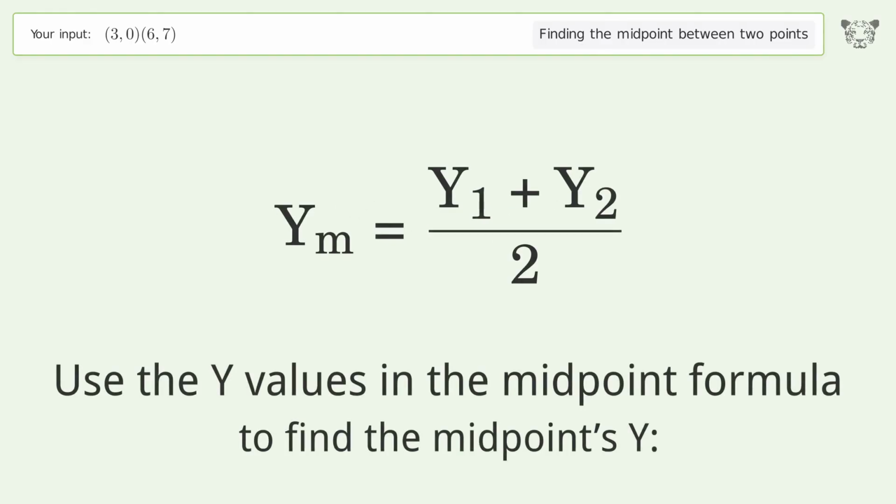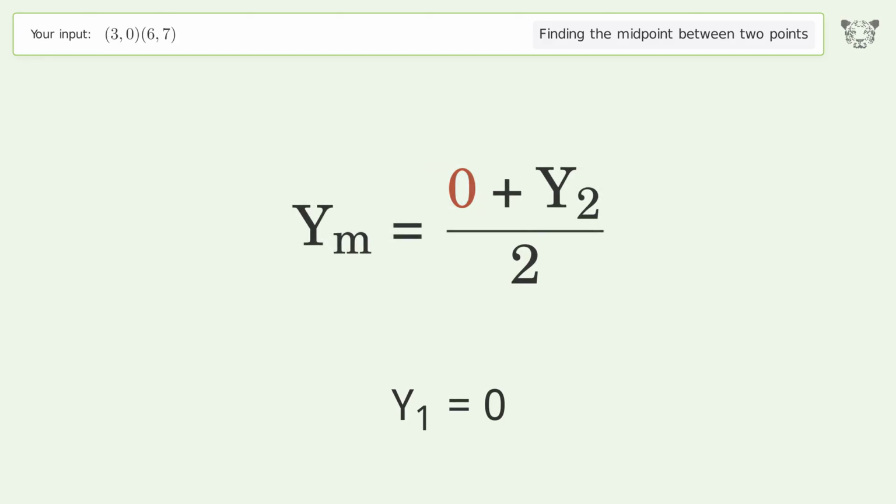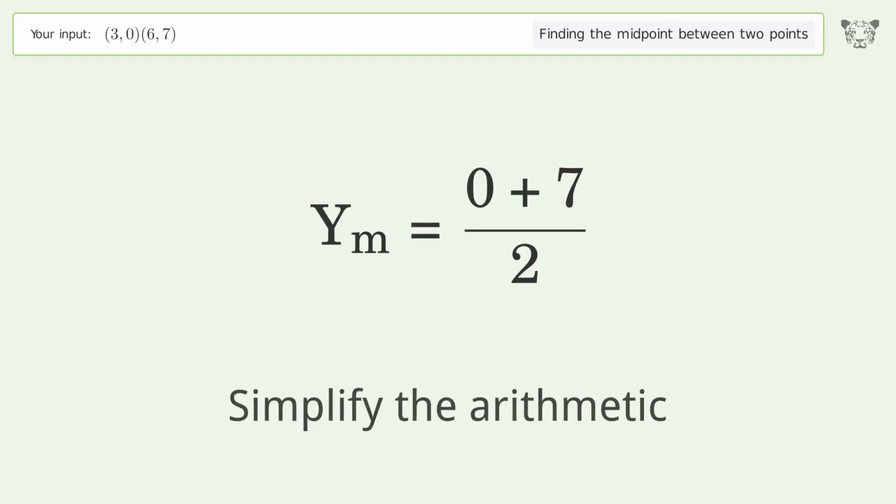Use the y values in the midpoint formula to find the midpoint's y. y1 equals 0. y2 equals 7. Simplify the arithmetic.